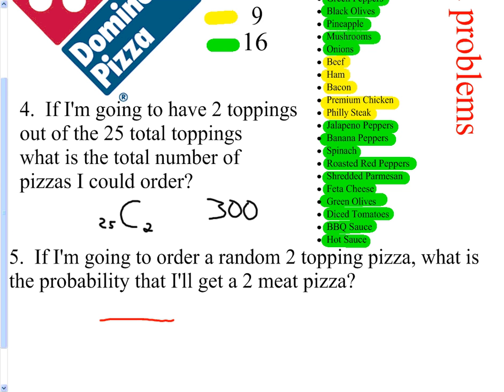Here's how I would have done it. I would have said there's 25 total choices and, since this is a 2-topping pizza, I'm going to choose any 2 of them, because all the toppings were possible. Okay, and then what do I want? I wanted it to be meat. There were 9 that had meat, and I'm going to choose 2 from that.